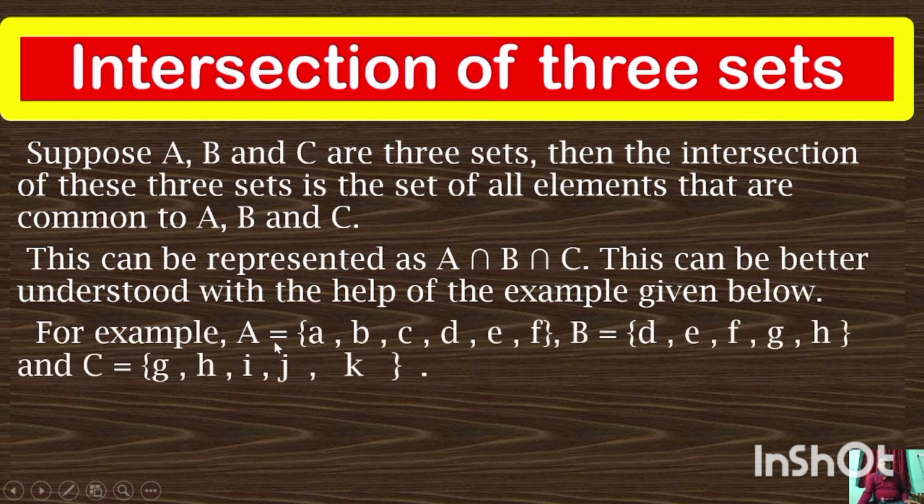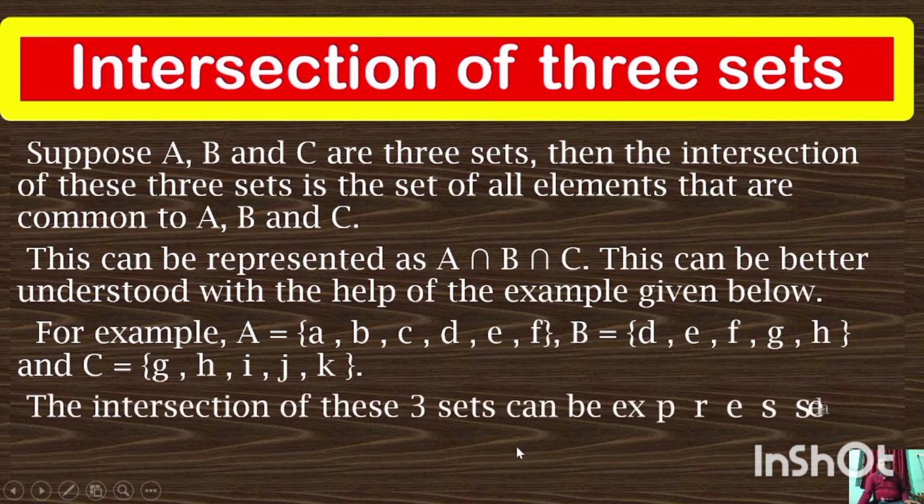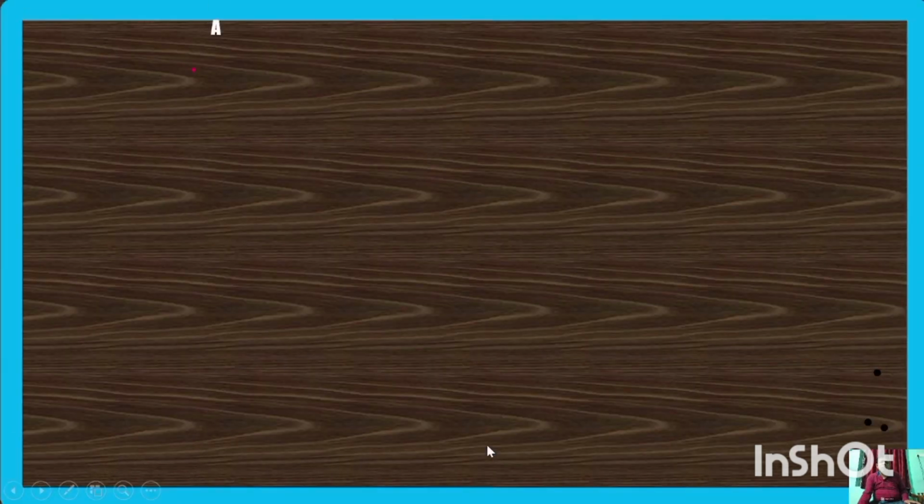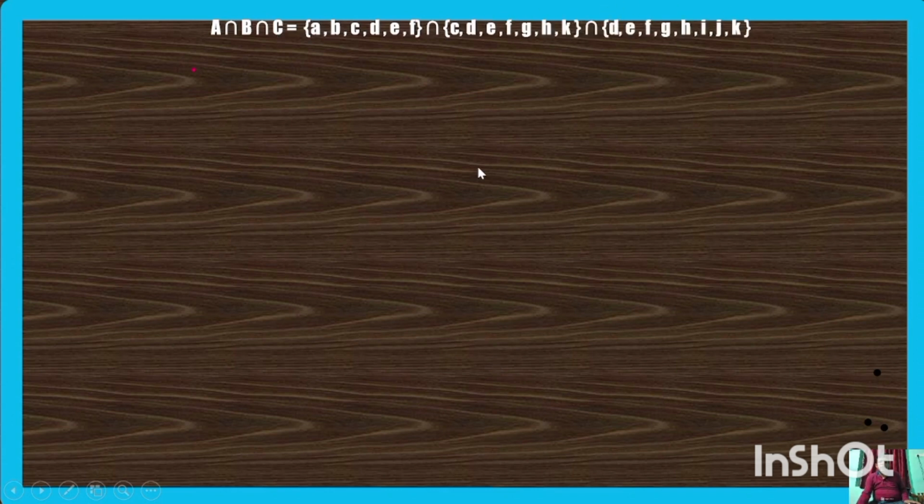Here, taking A, B, C as three sets, the elements are here in front of you. Now the intersection of three sets is expressed as A intersection B intersection C. Thus A intersection B intersection C is all the elements that are common to the set A, to the set B, and to the set C. Only these you have to take. You see here what the elements are here? D, E, F. Look at here.